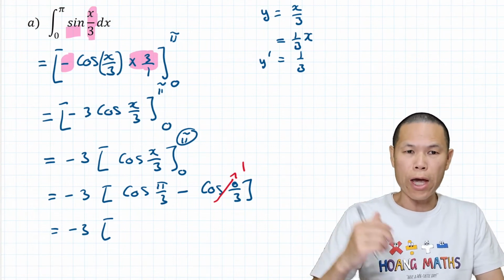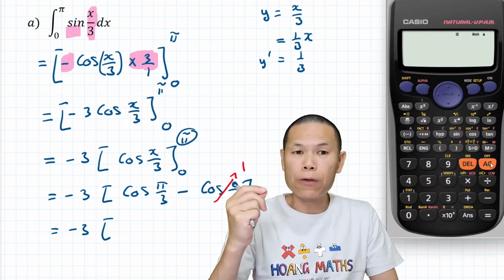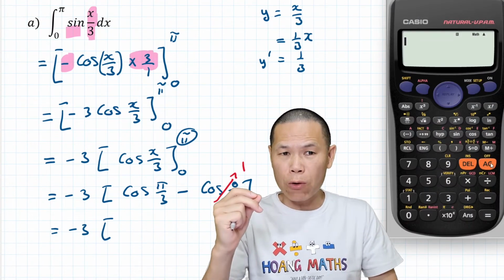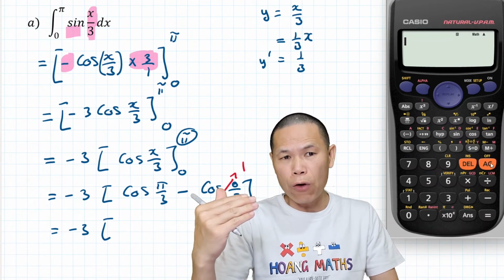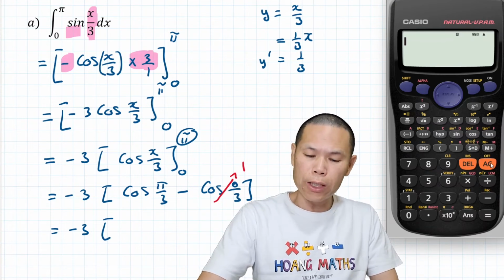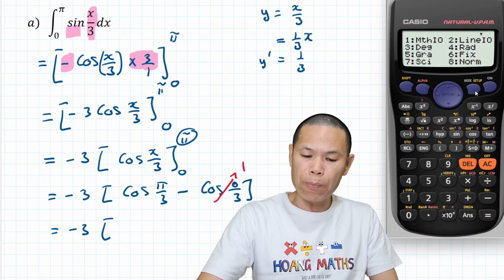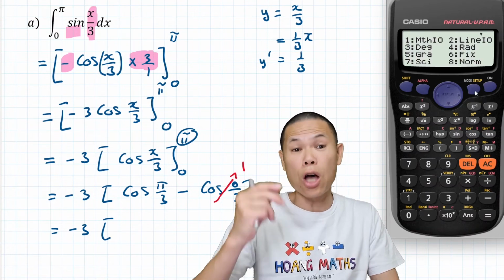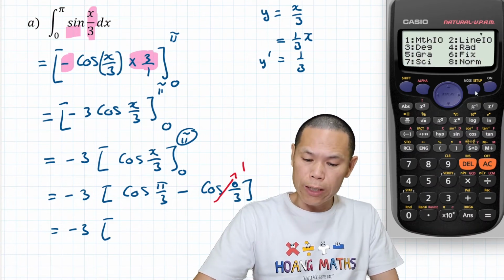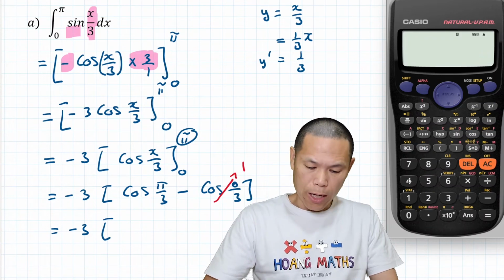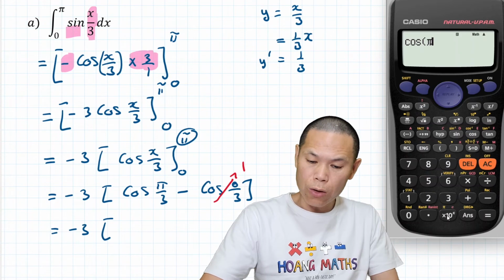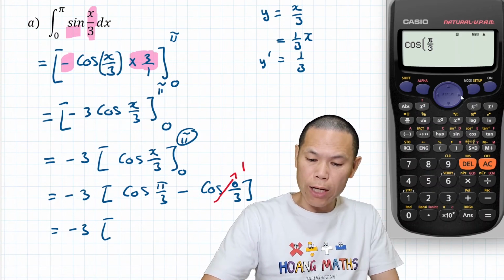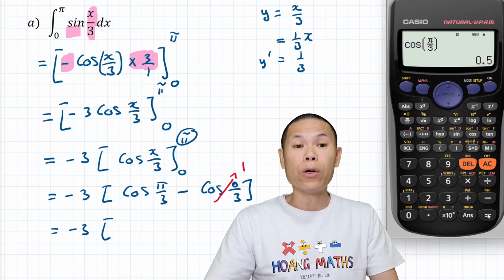So let me just show you how again. First of all, we need to know that our calculator must be in radian mode. If you're not in radian mode, I'll show you how to get into it. You go Shift, Setup, and then choose radian. This is option 4, radian. Now what you do, you just go cos of pi over 3, and we close the brackets. So there you go, it's 0.5.